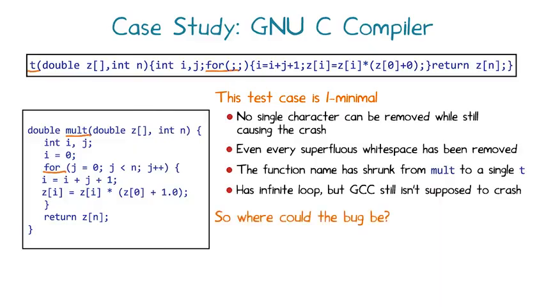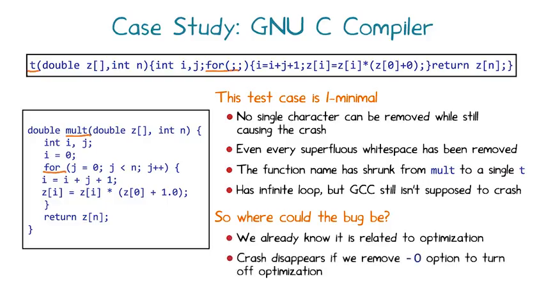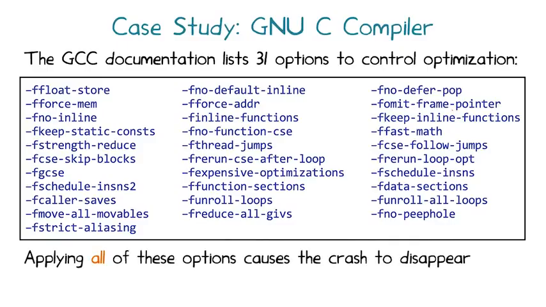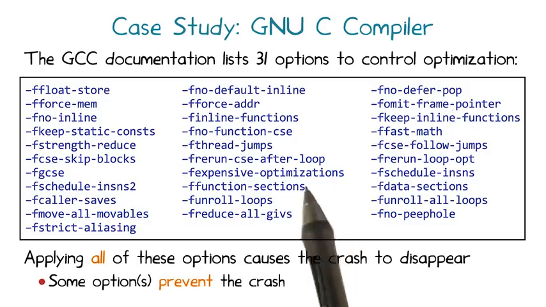But where in the GCC code could the bug lie? We already know that it is related to GCC optimization. The crash disappears if we remove the -O option on the command line to turn off optimization. Now, the GCC documentation lists 31 different options to control optimization. It turns out that applying all of these options causes the crash to disappear. This means that some options in this list prevent the crash.